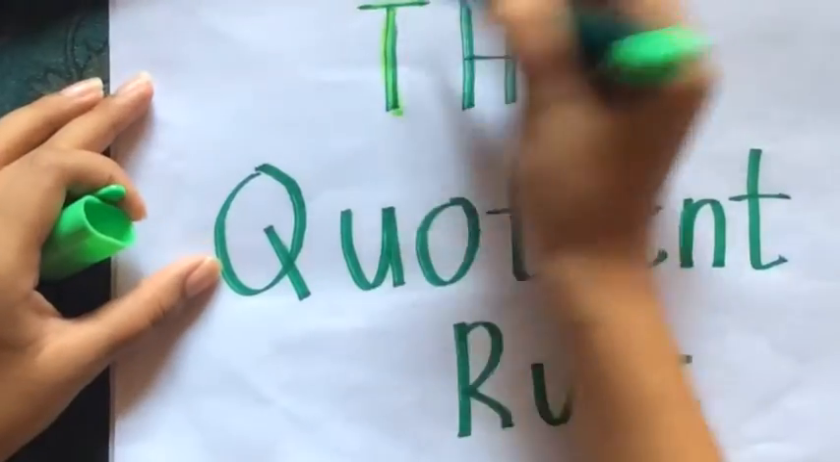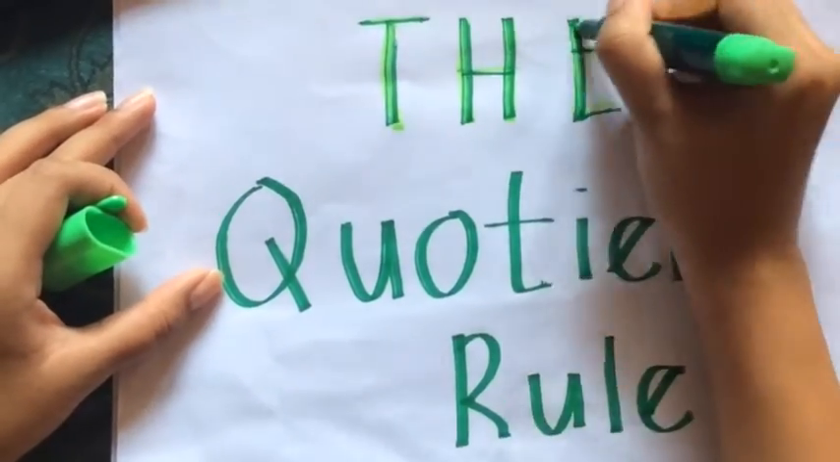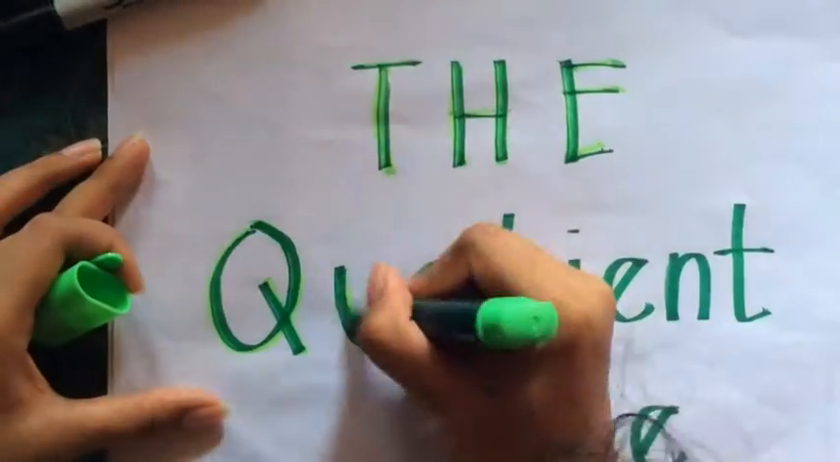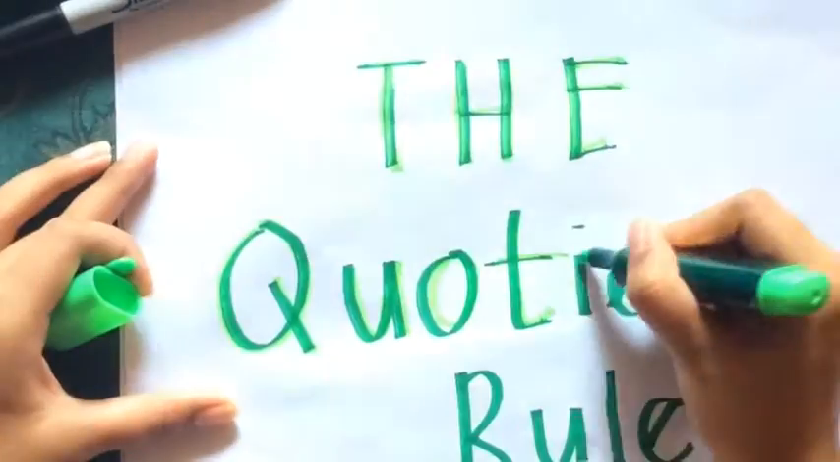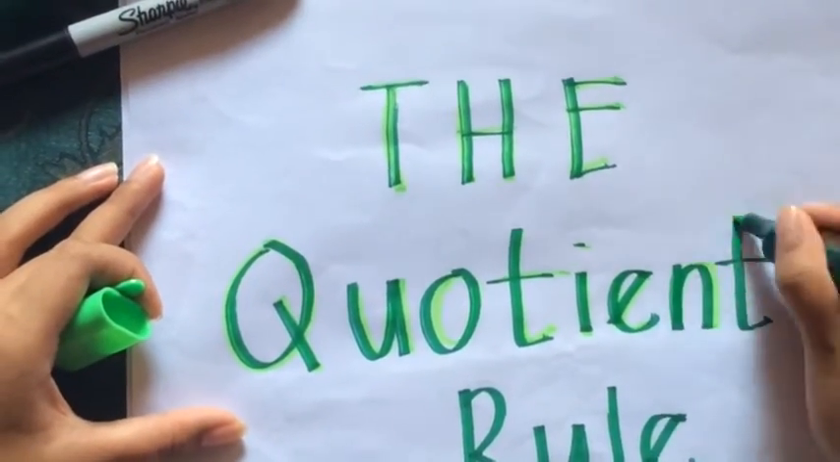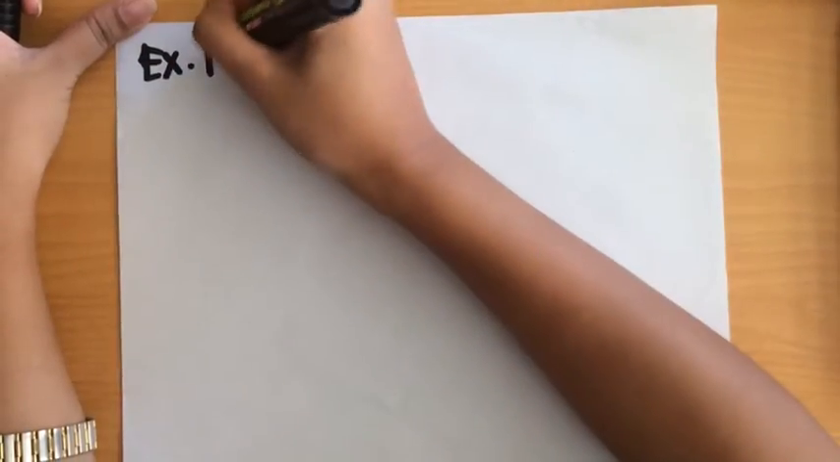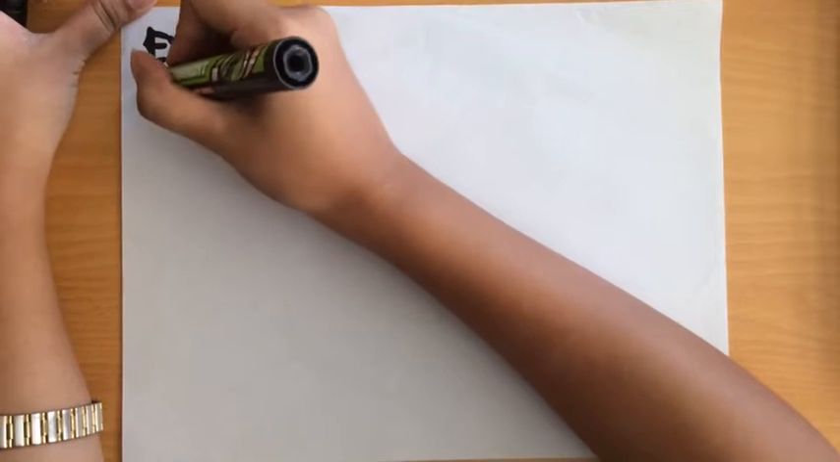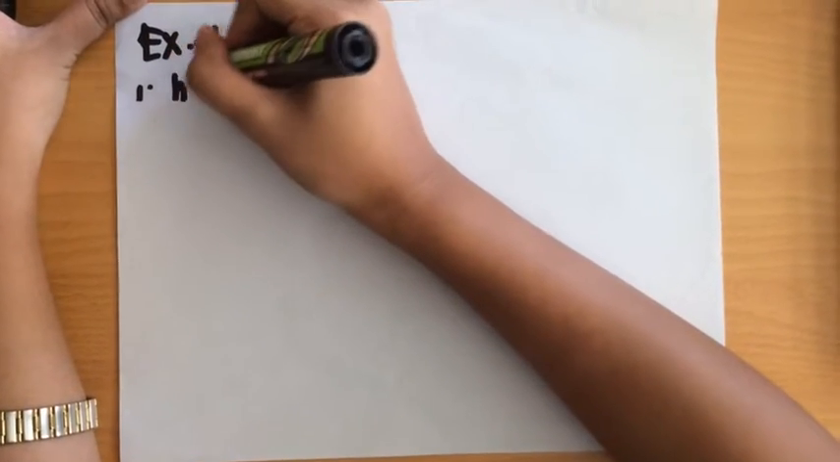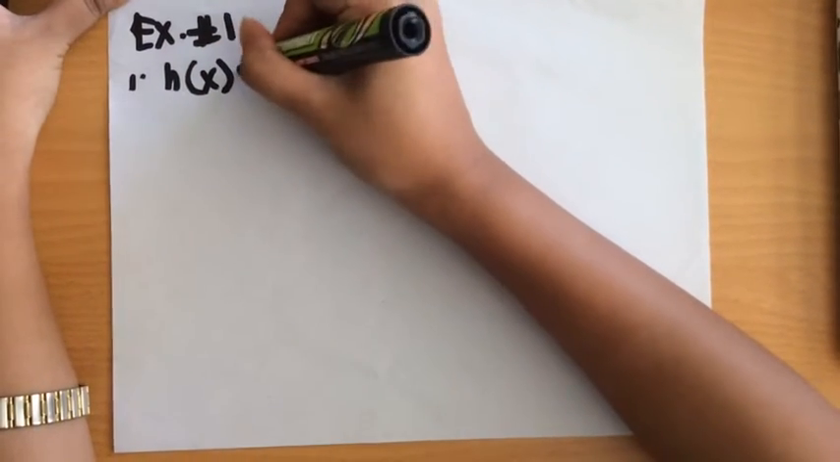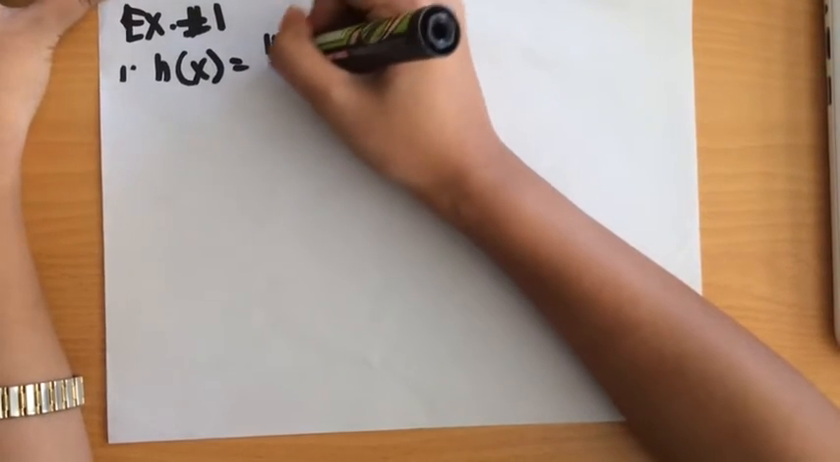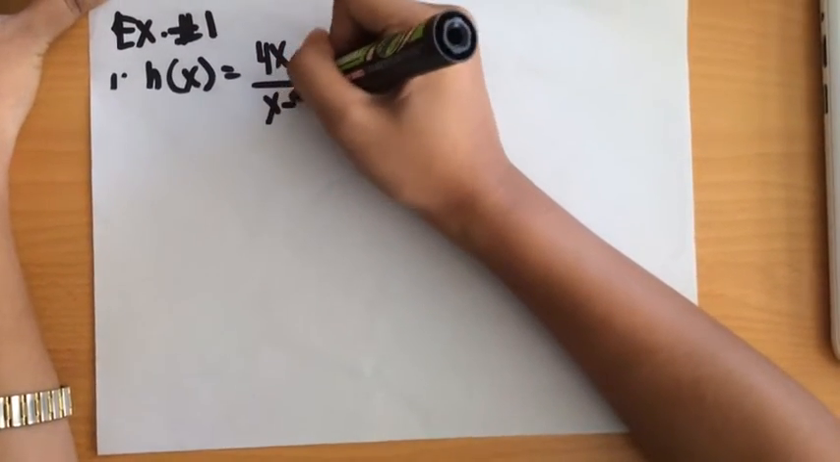Now, let's take a look at an example for our quotient rule. Our first example will be h of x is equal to 4x over x minus 1.